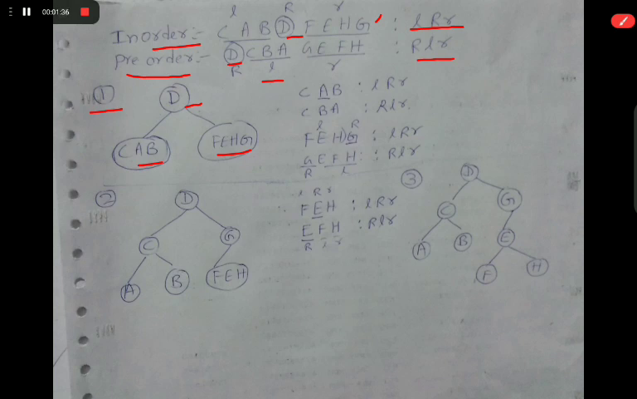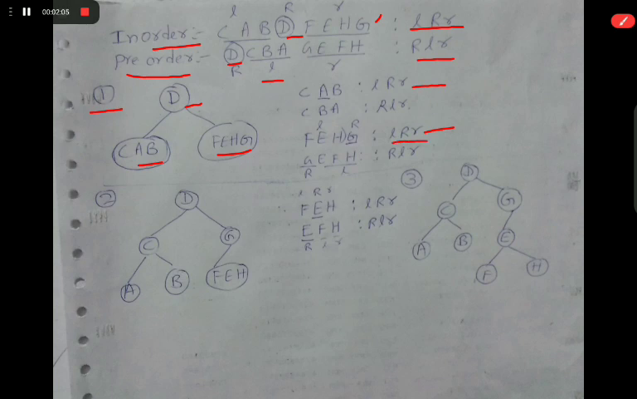So now again we have to partition these subtrees, the left subtree and right subtree. For the left subtree, the in-order sequence is CAB, and the right subtree is CBA. So here C will become the root node, and the left subtree and right subtree are A and B.